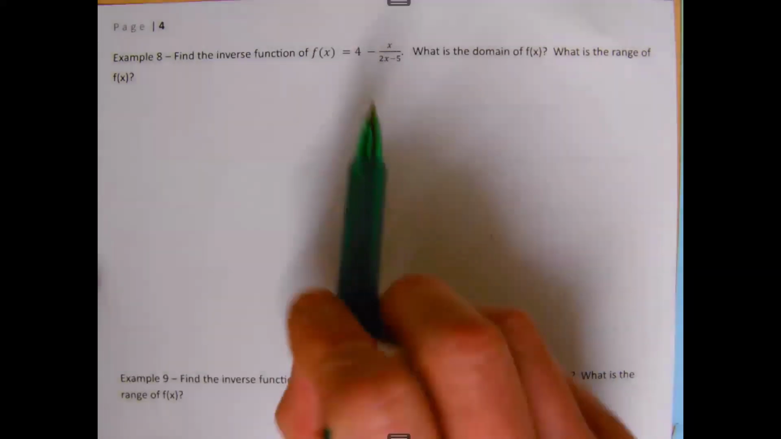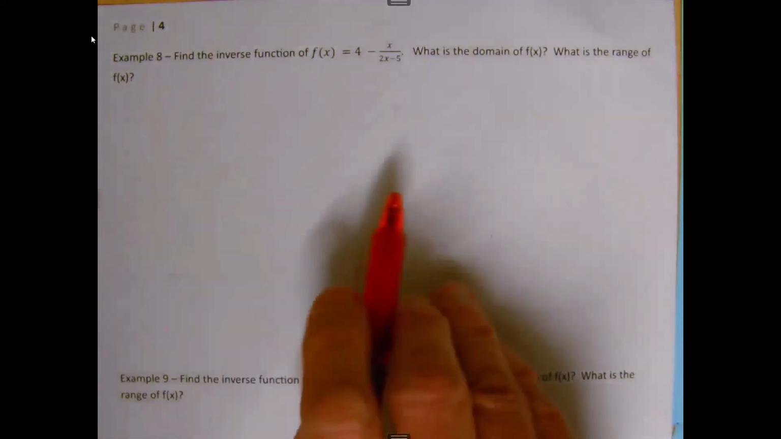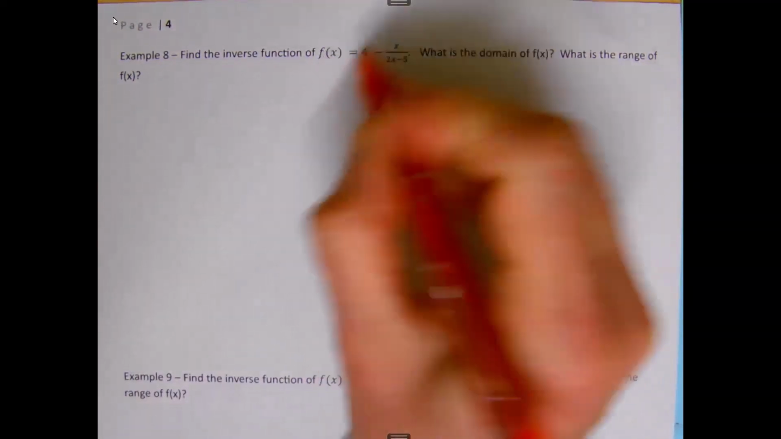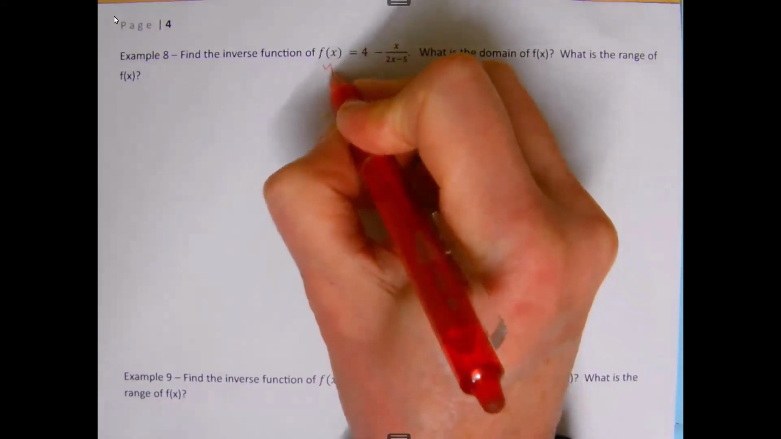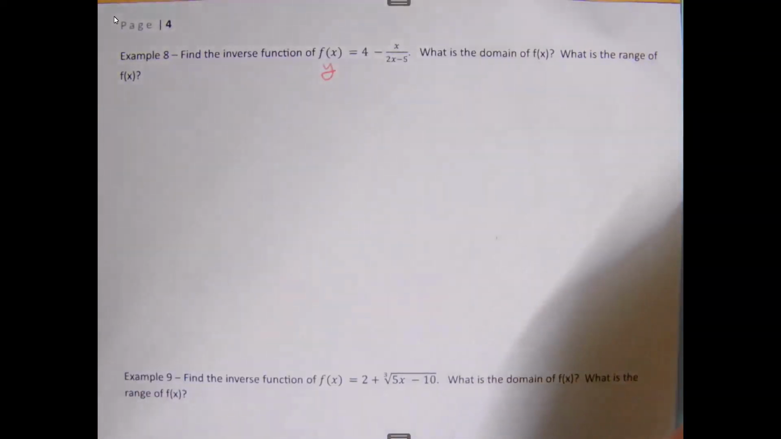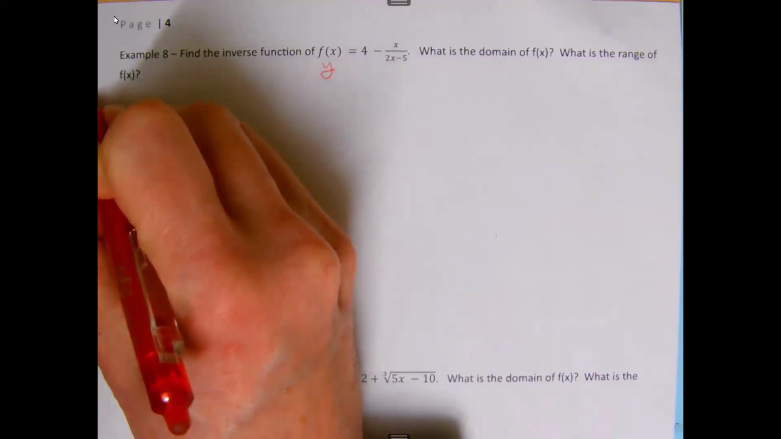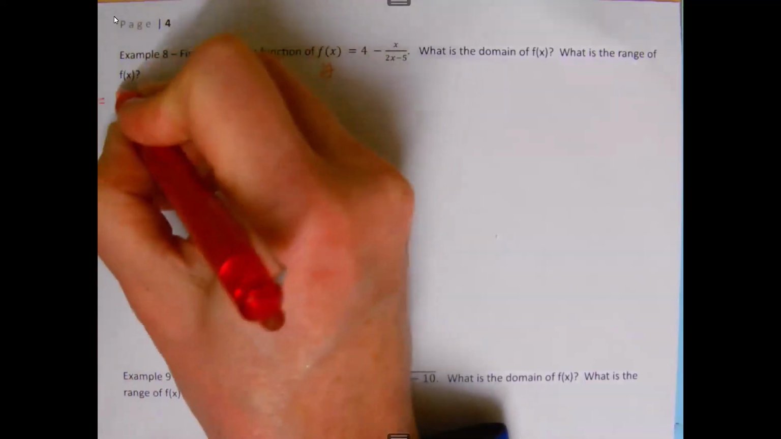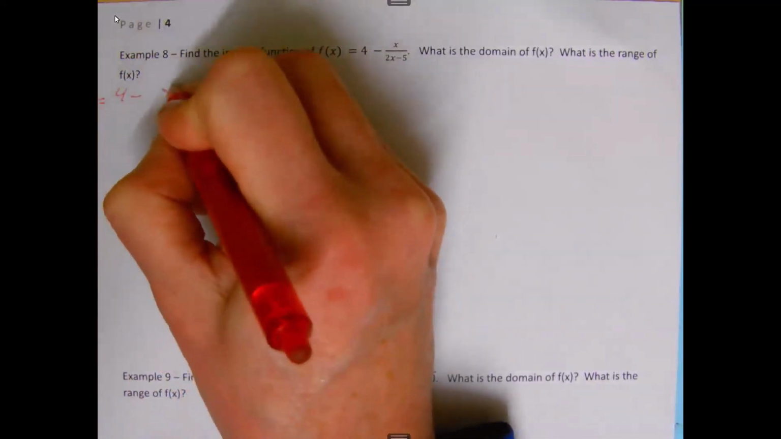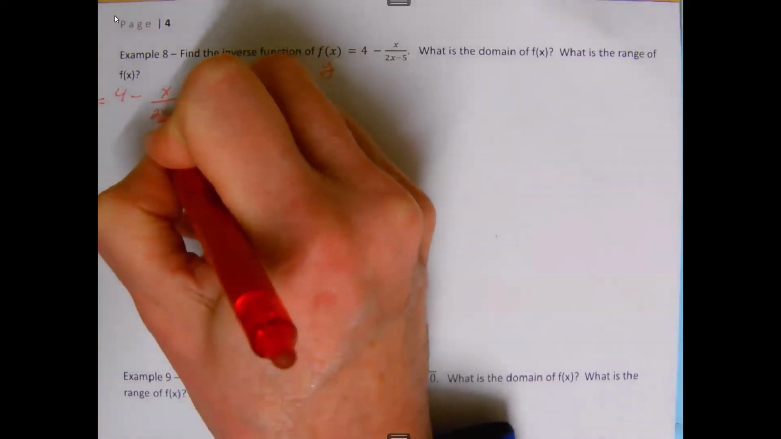Let's find the inverse of this function. Okay, so first of all, let's do the reversal. I'm going to change this f of x to the variable y. That's what we're used to seeing. So I'm going to go over here and write y equals (4 minus x) over (2x minus 5).